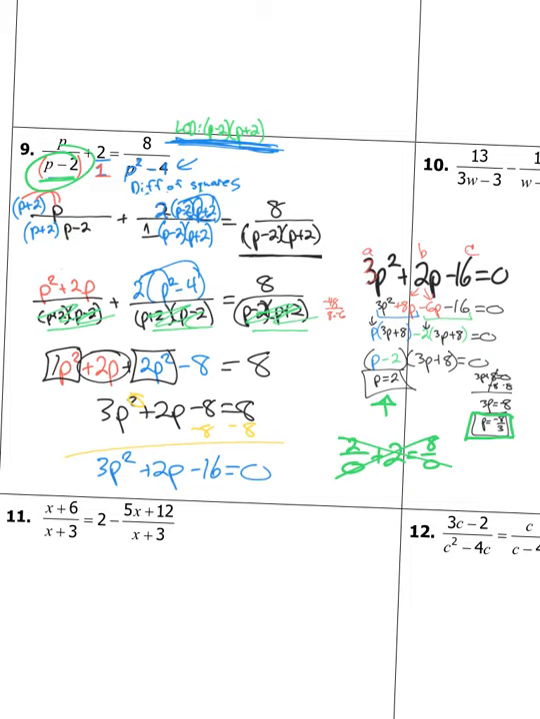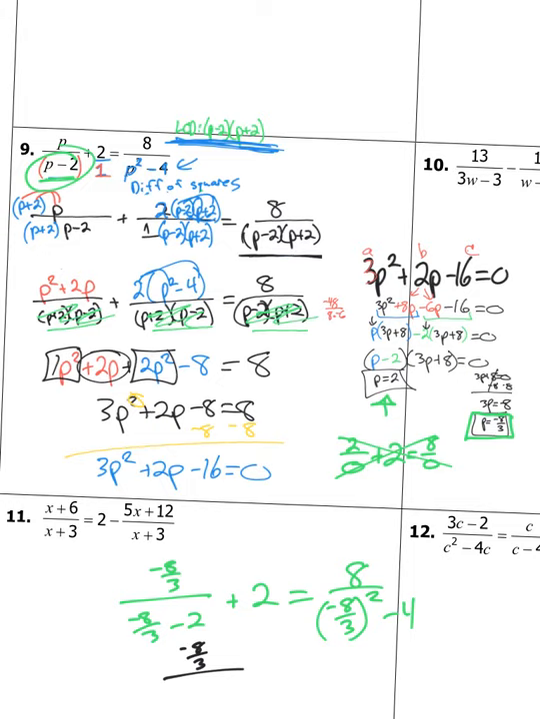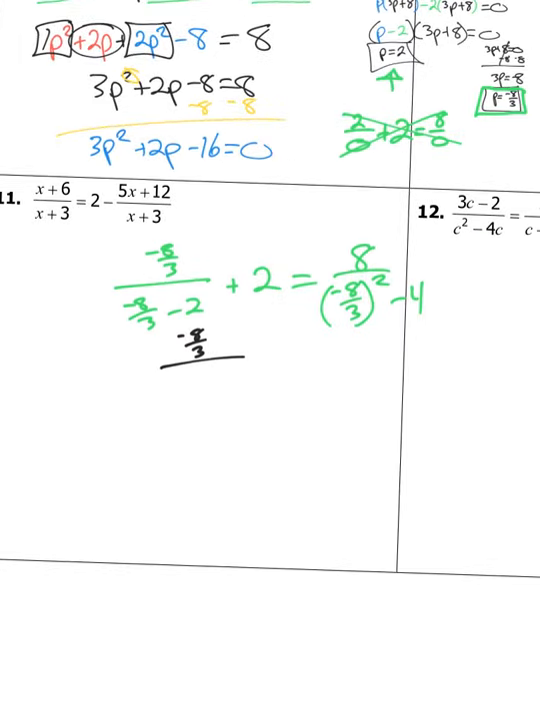And I guess we should just double check, even though it's going to be ugly because of the fractions. Negative 8 over 3 over negative 8 over 3 minus 2 plus 2 equals 8 over negative 8 over 3 squared minus 4 would give me negative 8 over 3 all over, let's slide this down, if I was to make this a 3 by multiplying by 3, and multiply this by there we go. So that would give me negative 14 over 3 plus 2 equals 8 over 64 over 9 minus 4.